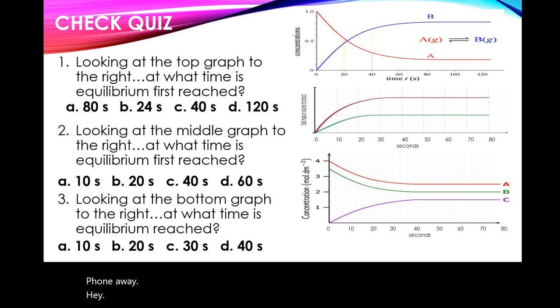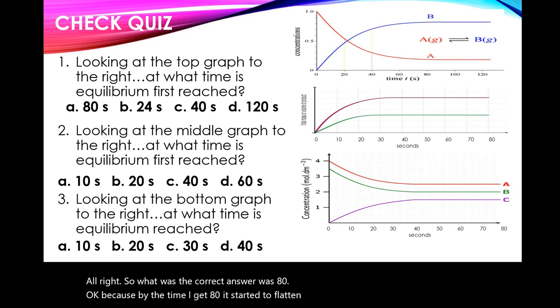All right, so the correct answer was A, 80. Because by the time it hit 80, it started to flatten out. So when it starts to get flat, that means it's not changing. When I have a slope of 0, it's not changing. All right? Let's look at number 2.